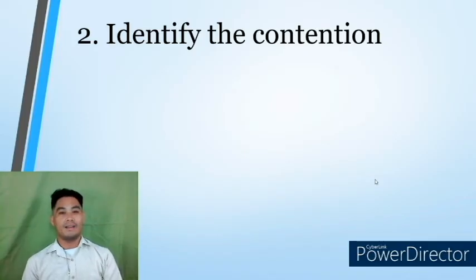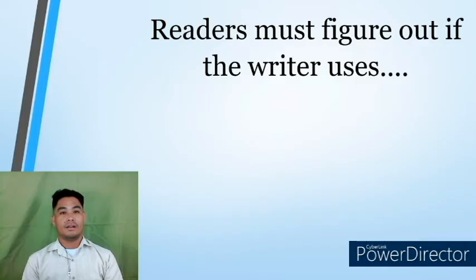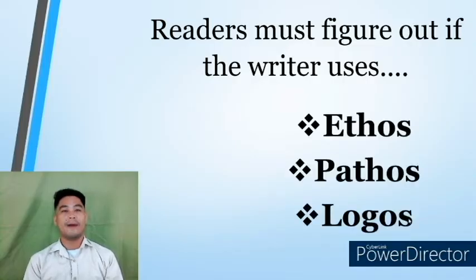The other one is identify the contention. Contention is simply another word for point of view or opinion. You have to read the piece of persuasive writing carefully to know what the writer believes. Readers must learn to figure out if the writer uses ethos, pathos, logos in persuading.